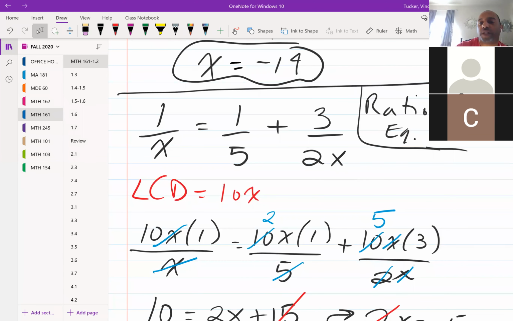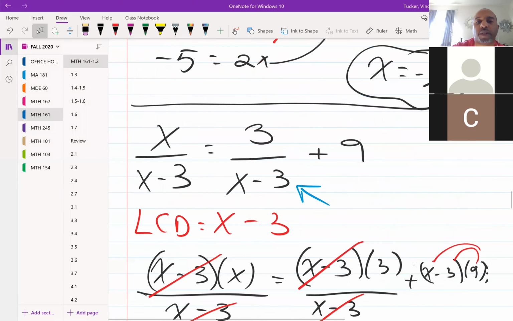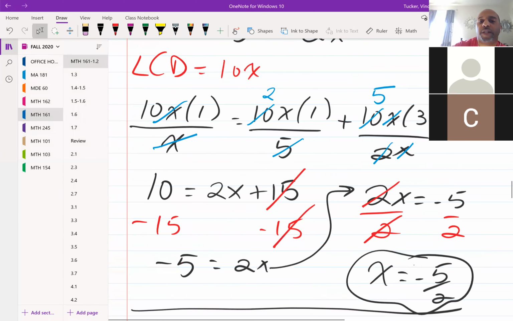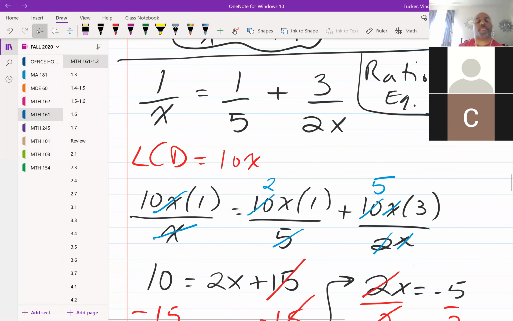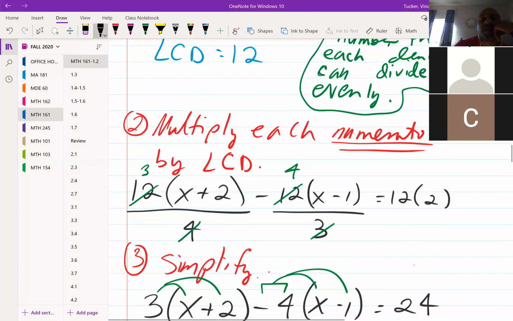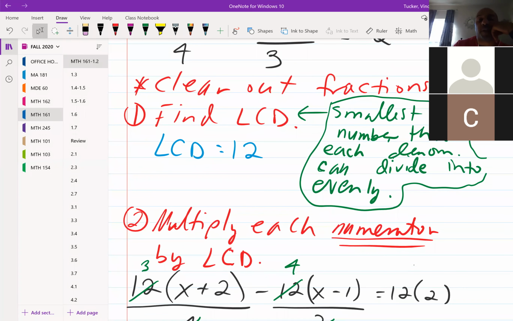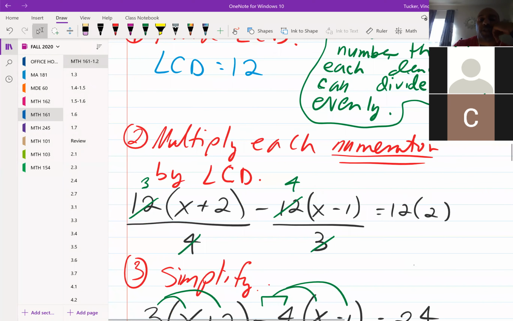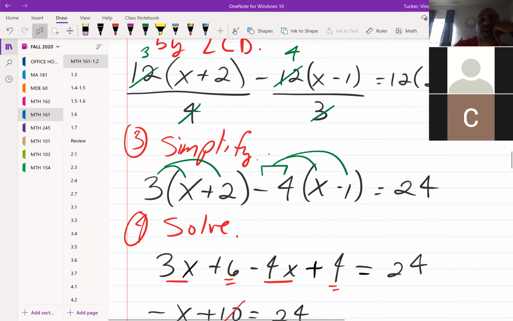So next we get into rational equations. Basically, a rational expression is just a fraction. And when we talk about rational equations, for the most part, that means we're going to have x, our variable, in our denominator. So we're going to take on the same thought process that we did here when it came to clearing out our fractions. We're going to find our LCD, multiply each numerator by the LCD, simplify and then solve.